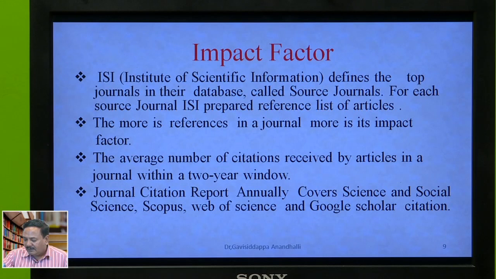So, this impact factor is basically a simple arithmetic calculation. It is the ratio between the number of citations received by the articles for the 2 previous years divided by the number of articles published in the 2 previous years. It is a window of a 2 year period.